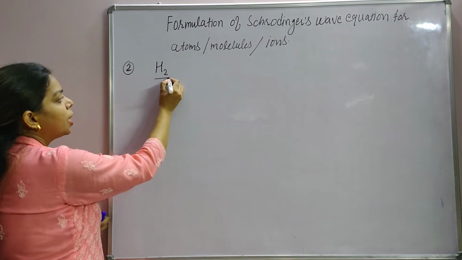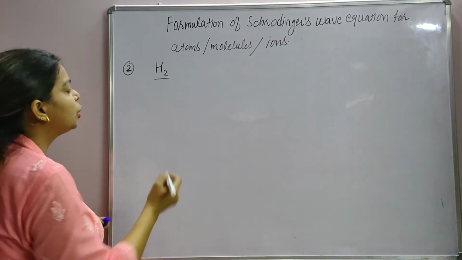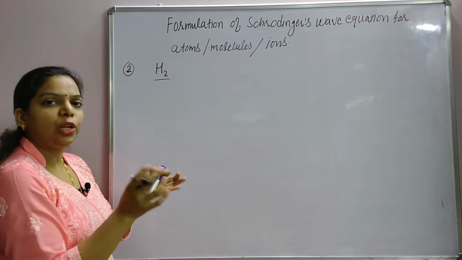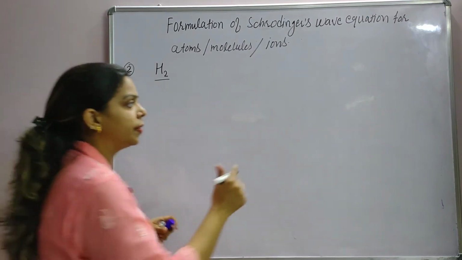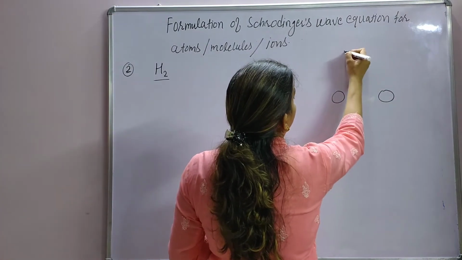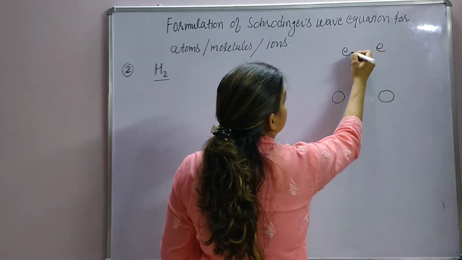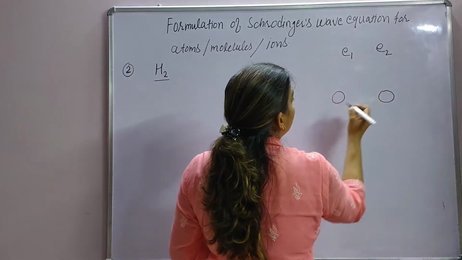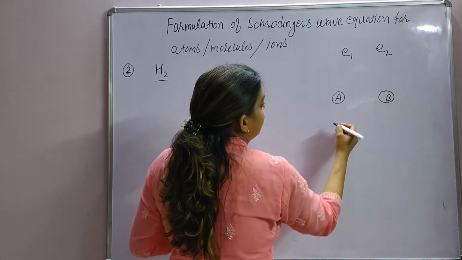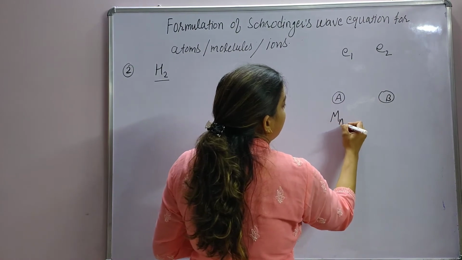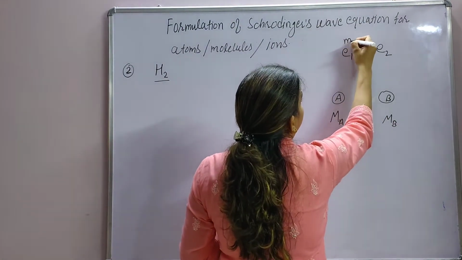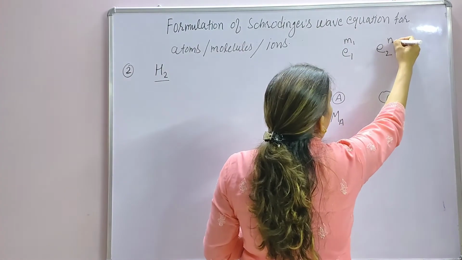Second example is hydrogen molecule. In hydrogen molecule, we have two hydrogen atoms. It means 2 nuclei and 2 electrons are there. So we have 2 nuclei and 2 electrons. Let's say this is electron 1, electron 2, nucleus A, nucleus B. Let's say the mass of this nucleus is Ma, mass for this is Mb, for the electrons m1 and small m2.